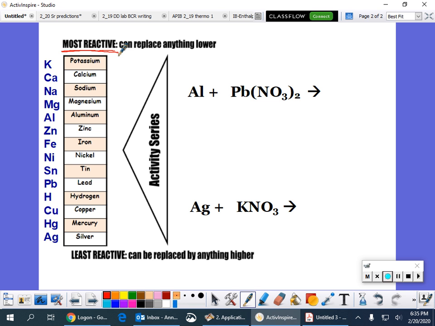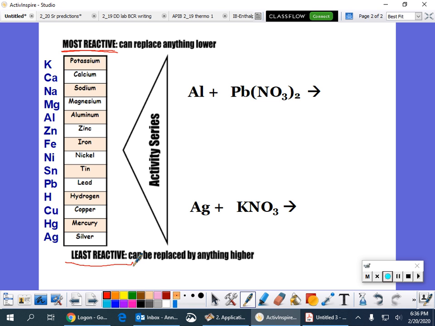They really, really want to lose or gain an electron. In the case of these elements, they really want to lose an electron and form a compound rather than sitting around as a neutral element. They really want to react with other substances. The ones toward the bottom of the table are going to be our least reactive. And the way this ties into our single replacements is that the ones at the top can replace anything below them. The ones at the bottom can be replaced by anything above them.